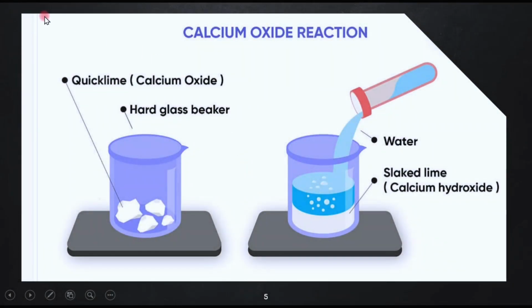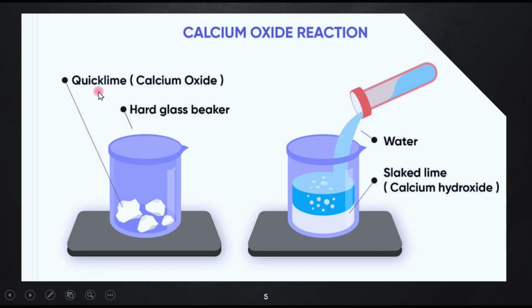Let us consider diagrammatic explanation of combination reaction. We have already studied the formation of calcium hydroxide or slaked lime in the previous example. So here diagrammatically we have to understand the combination reaction with respect to the previous example.